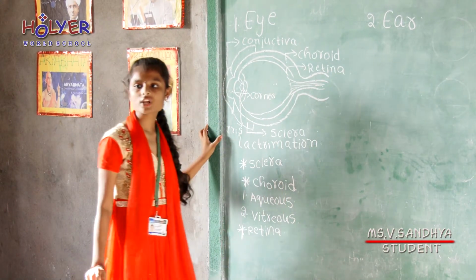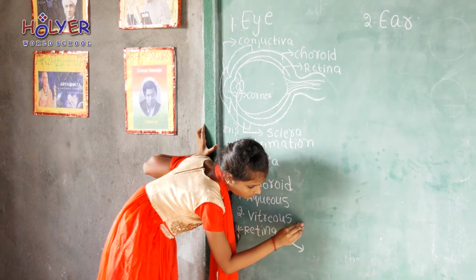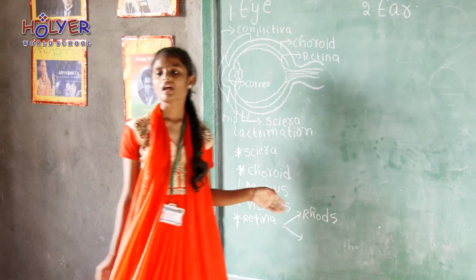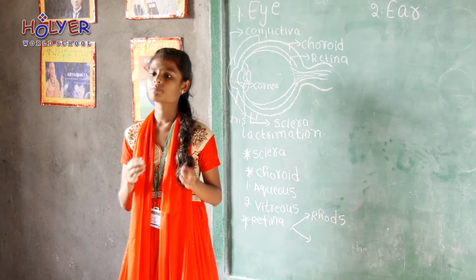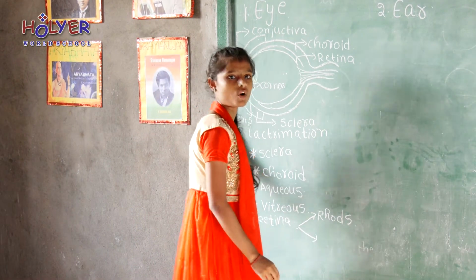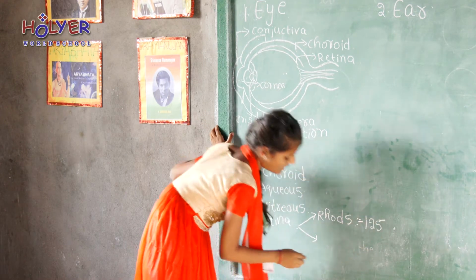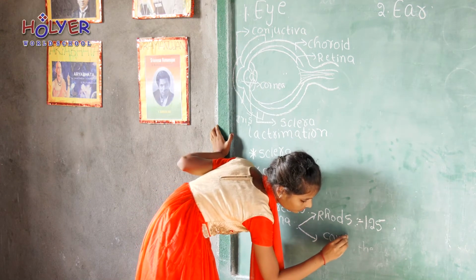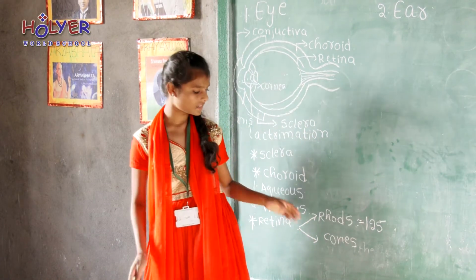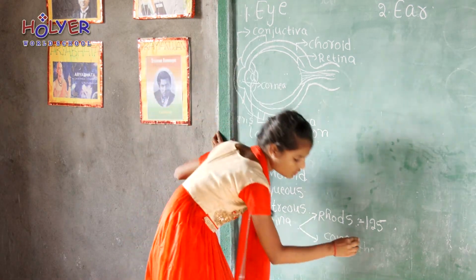This retina contains 2 types of cells. First one is the rods. Rods help us to see in the dark. The pigment present in the rods is known as rhodopsin. In our eye, there are nearly 125 million rods. And the second one is the cones. The cones are helpful to see in bright light. The pigment present in the cones is known as iodopsin. In our eye, there are nearly 7 million cones.